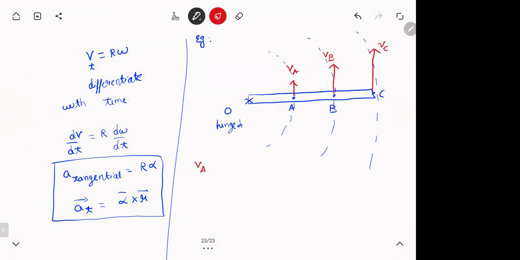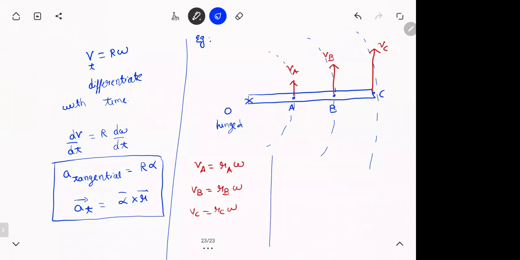So the velocity VA will be distance RA into omega. VB will be RB into omega. VC will be RC into omega. Meaning all will cover same angles, but all will cover different distances. You can see your fan when it is rotating. The tip of the fan goes faster than the points closer to the center. All have same angular velocity, but they have different speeds. So remember that: same omega, but different speeds.